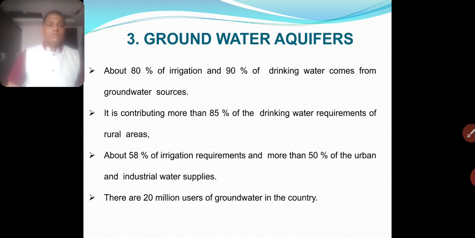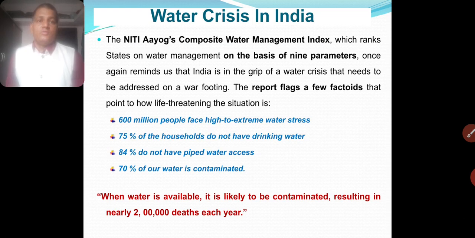And third is groundwater, where most of agriculture and industries depend on this resource. About 80% of irrigation and 90% of drinking water comes from groundwater, and it contributes more than 85% of the drinking water requirements, about 58% of irrigation requirements, and more than 50% of urban and industrial water supplies. There are about 20 million users of groundwater in the country. So this is about the groundwater aquifer.